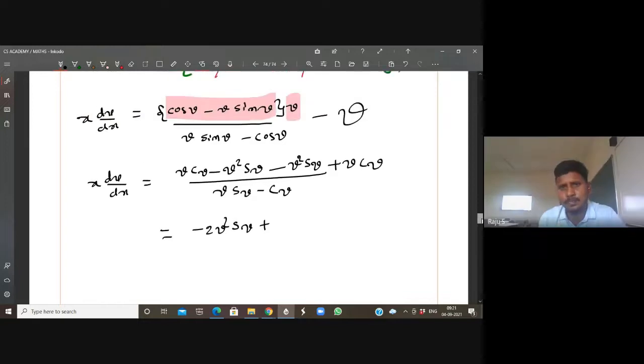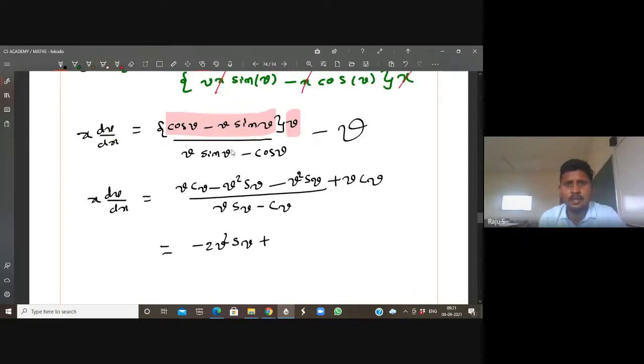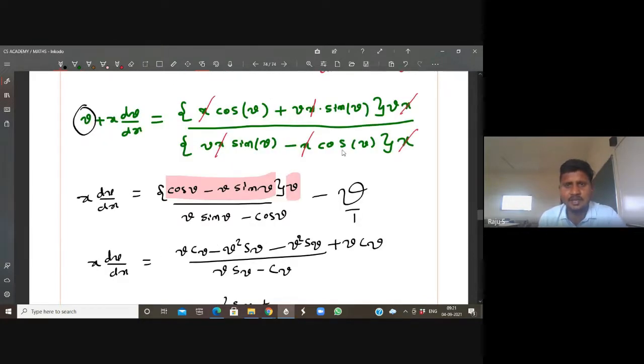Which one here? Yeah, v into v. Just I'm taking LCM. This is clear. Although like cos v minus v sin v into v by v sin v. After cancelling this, remaining v here. Okay.